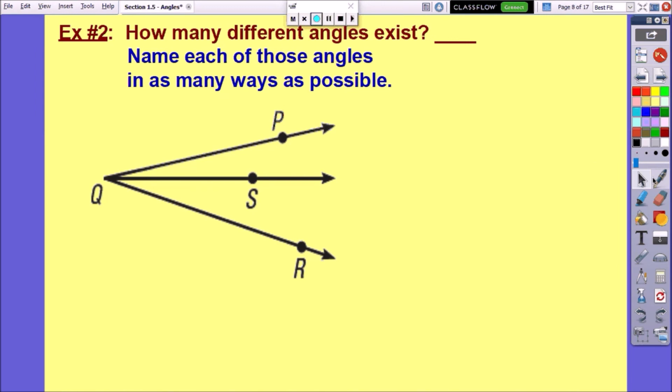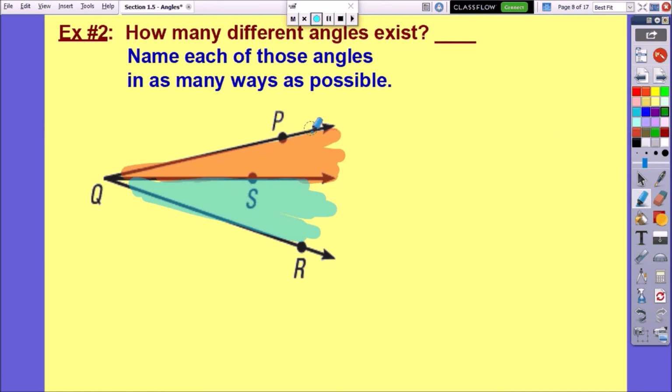All right, so our second example here. How many different angles exist in this picture? And at first glance, some of you might just say two, right? You'll go, hey, there's this angle that's right here. I see that. And I see this angle that's right here. There's two angles, that's all. Two angles. And some of you might be going, no. What about the great big one?